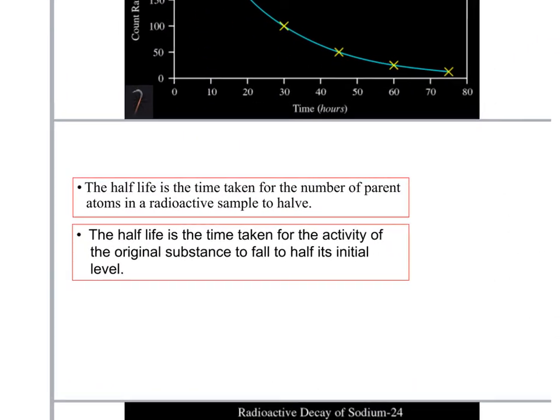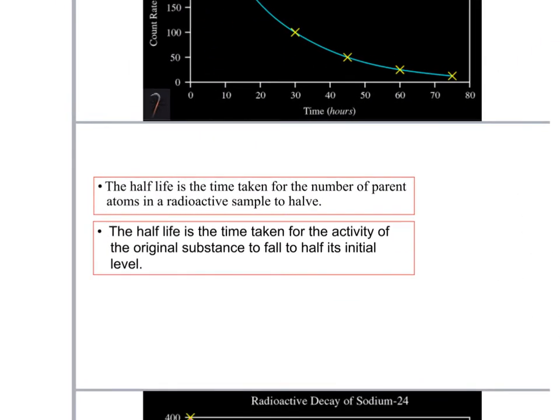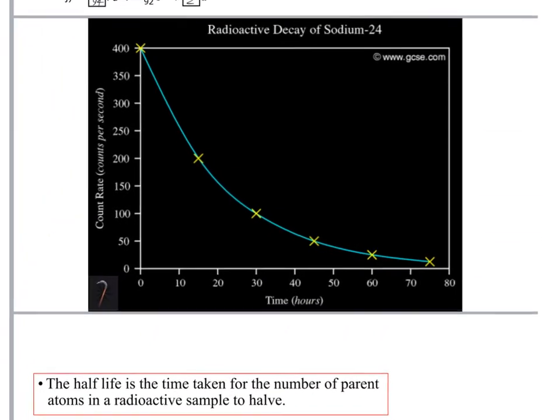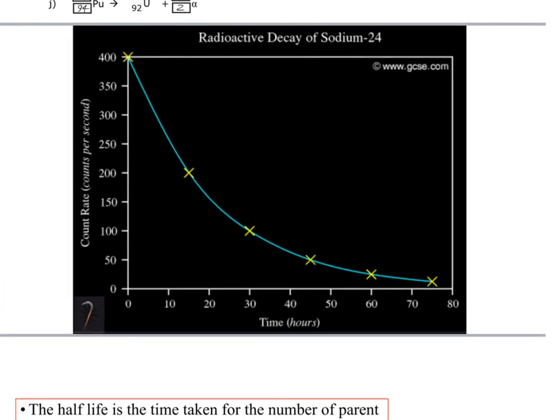Okay, so here are the 2 definitions. The time taken for the number of parent atoms or nuclei in a radioactive sample to halve, or the time taken for the activity of the original substance to fall to half its initial level. So both the activity and the number of parent atoms remaining are proportional to one another. So this is a sort of idealized graph where we start with 400 counts per second. And the half-life here is the time taken to fall to half that, which is 200.